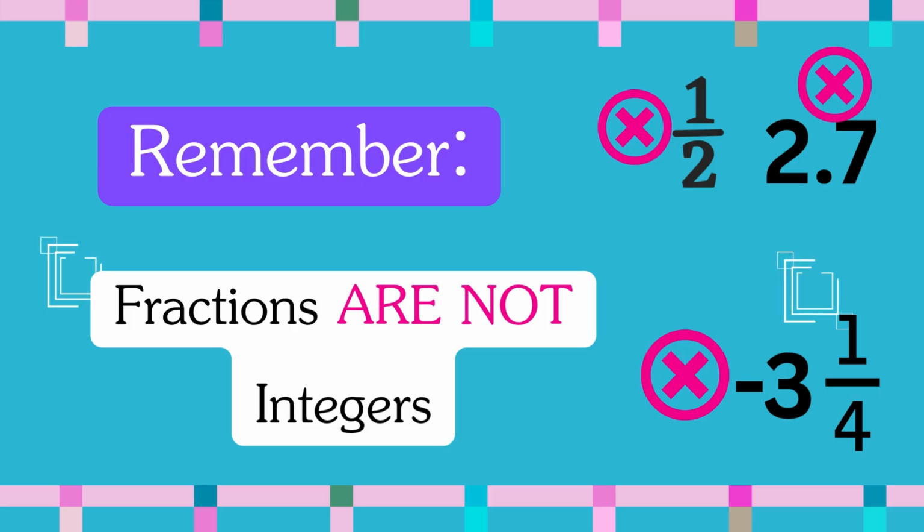I want to make sure this is really clear. Fractions are not integers. If a number has a decimal point or is written as a fraction, it is not an integer. So 1/2, 2.7, and -3 and 1/4 are all not integers. Only whole numbers count as integers.